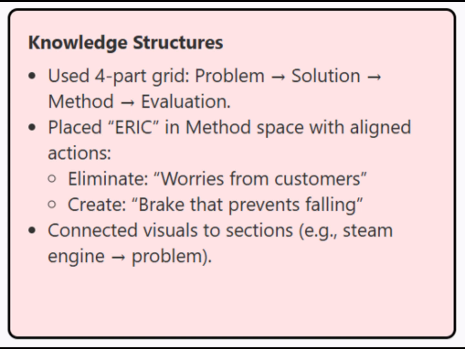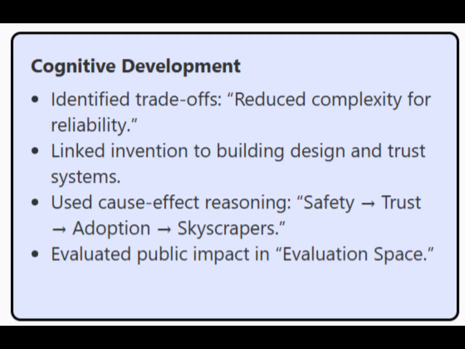Then there's knowledge structures. How did they assess that? This is about how the student organized their thinking. So did they actually use the four-part grid structure, problem, solution, method, evaluation? That shows a systematic approach. Right, following the framework. And also, did they make connections between things, like the example of linking the steam engine visually to changes in transportation? It's about seeing if they built a coherent mental map, not just isolated facts. Got it. Seeing the system.